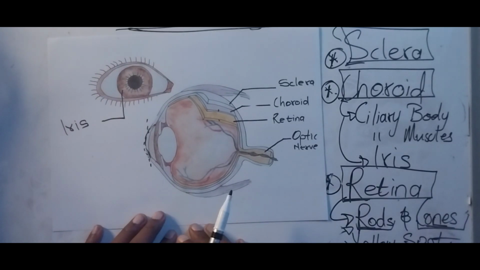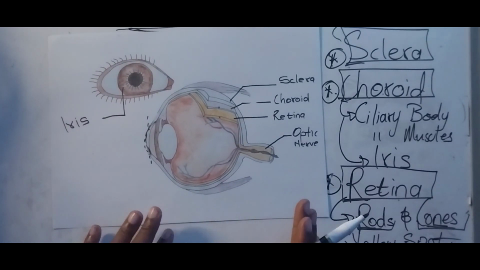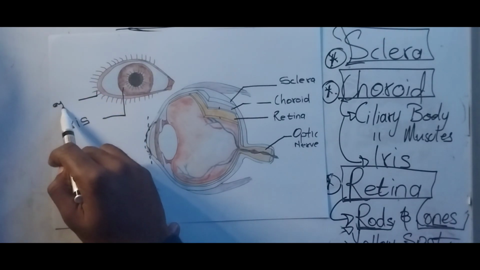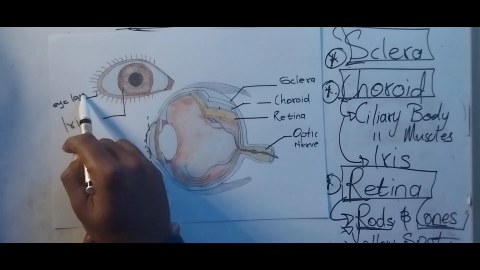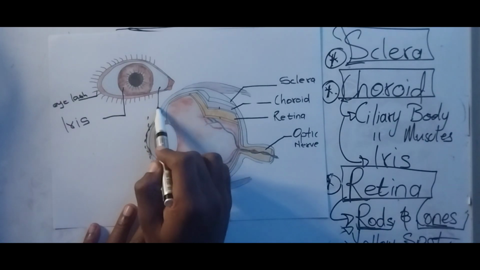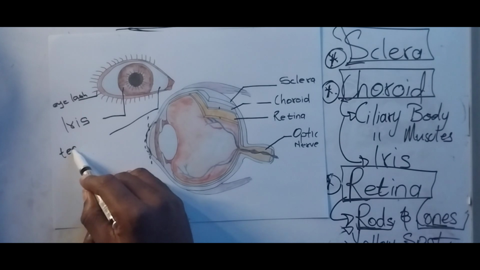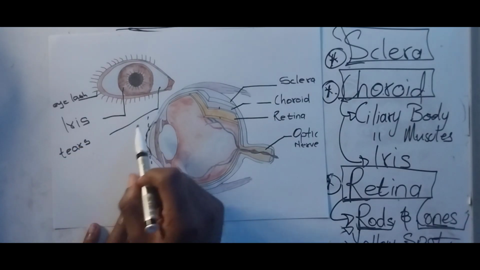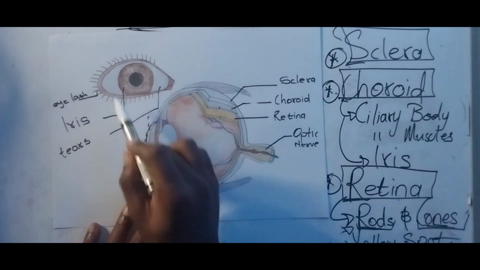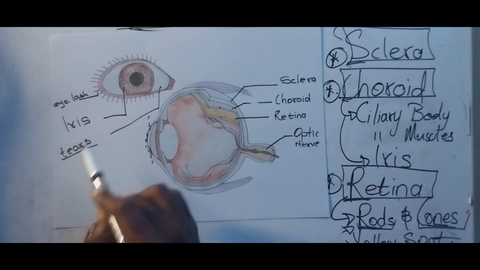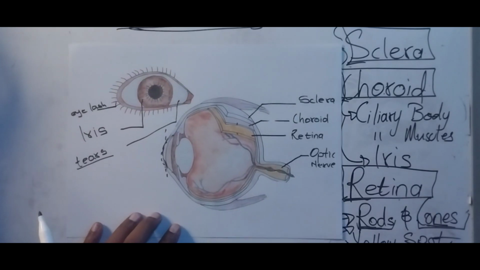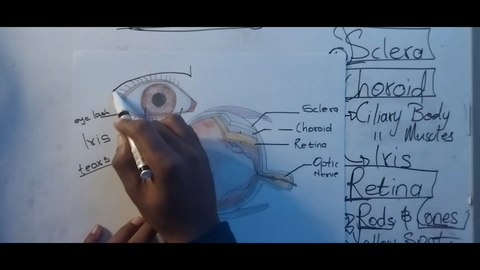There are things that protect the eye. Here we can see the eyelashes, which definitely protect the eye. And then we have tears inside the eye. These tears have enzymes inside, aimed at killing foreign particles that get inside the eye. Another thing that protects the eye, I'm going to do this.